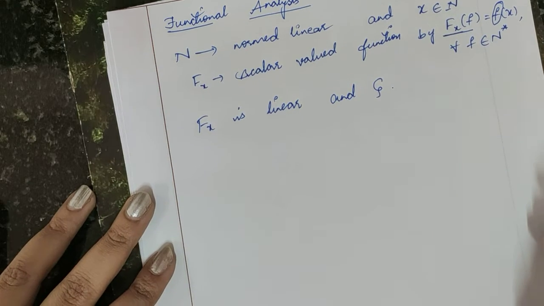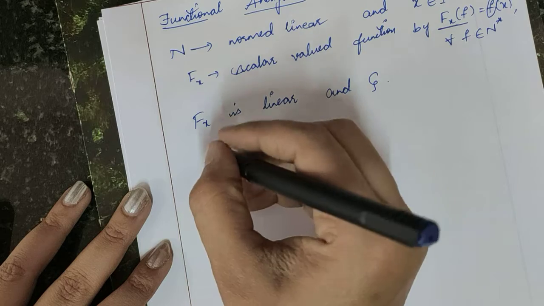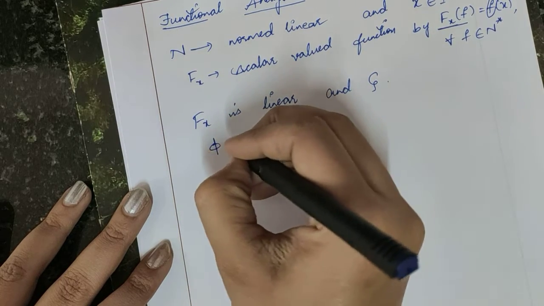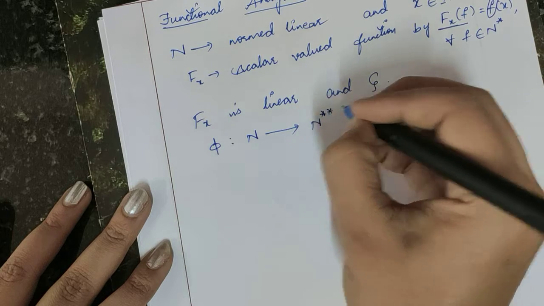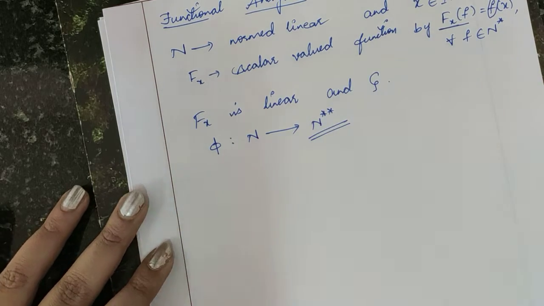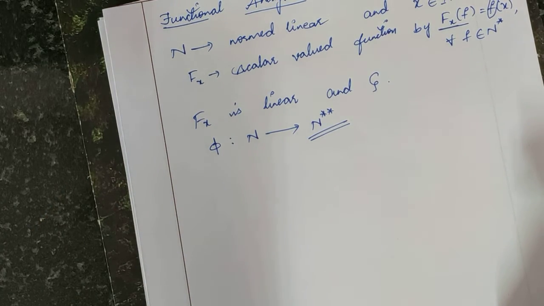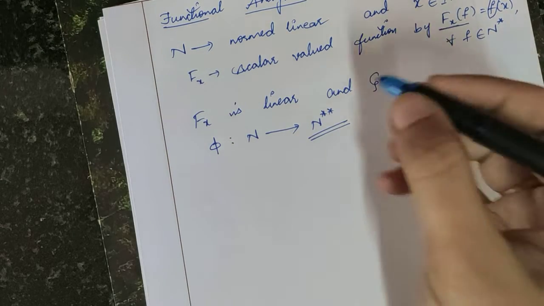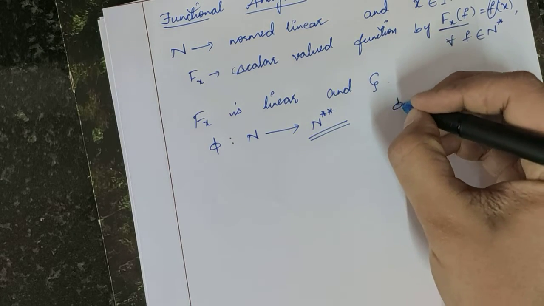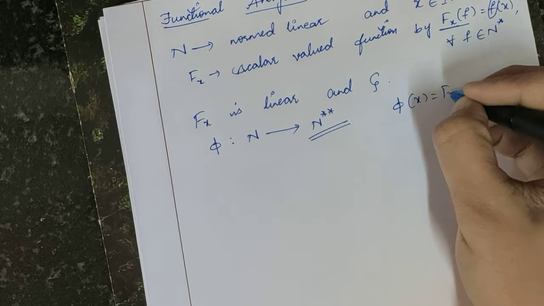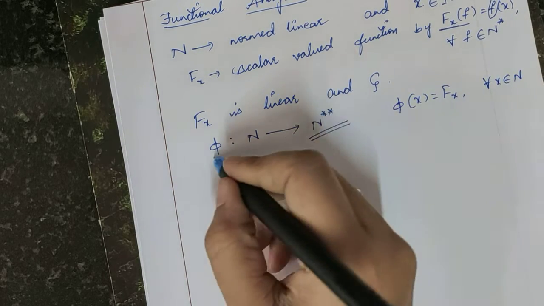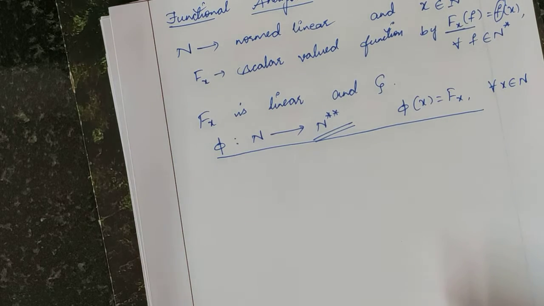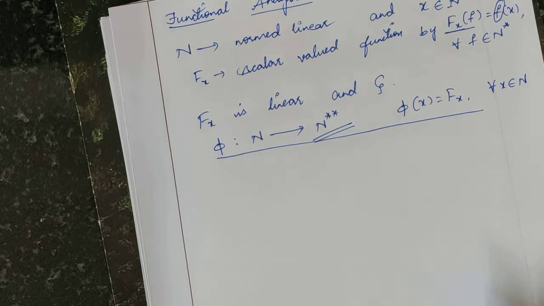In the second part they have given that there is an isometric isomorphism, that is phi, the mapping from N to N double star. This double star is nothing but the second conjugate space of N, and it is defined by phi(x) = f_x for all x belongs to N. We have to prove that this mapping is an isometric isomorphism.